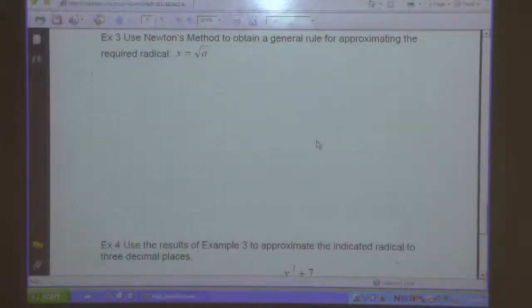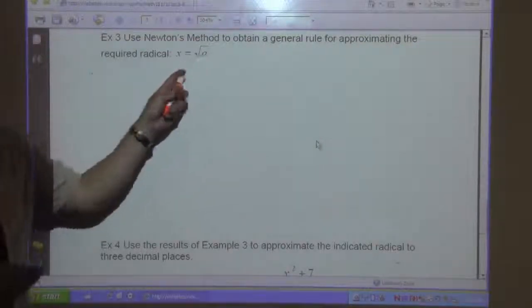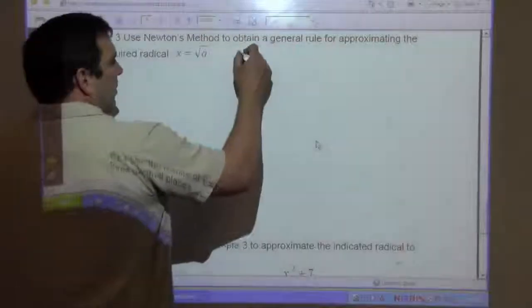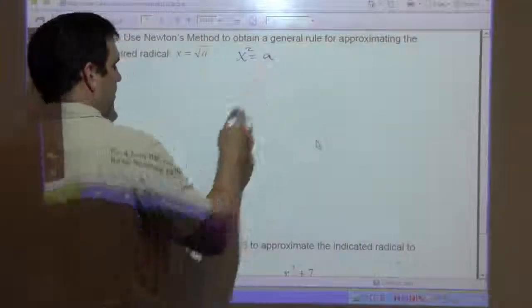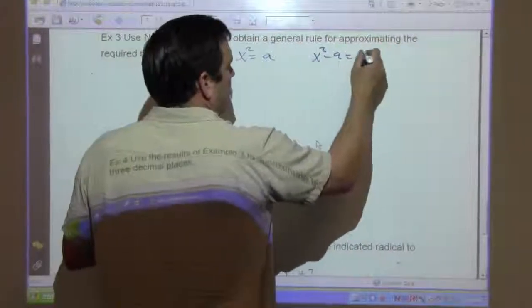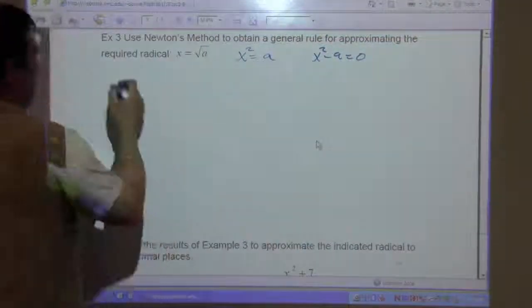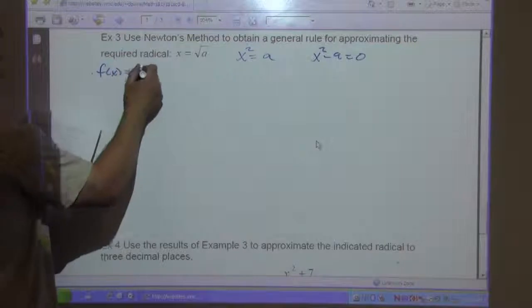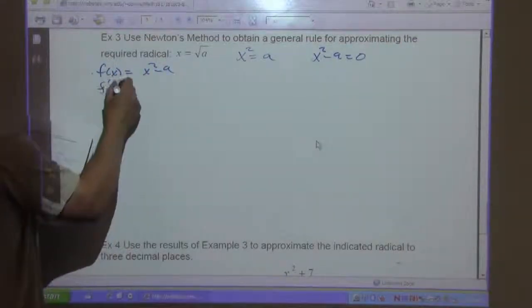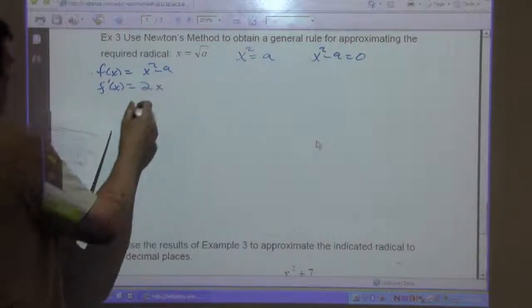Let's go on to page 3. Use Newton's method to obtain a general rule for approximating the required radical x equals the square root of a. So I think it's reasonable to say x squared equals a, and that x squared minus a must be 0. So f of x would be equal to x squared minus a. Now we have a function, and f prime of x is 2x.